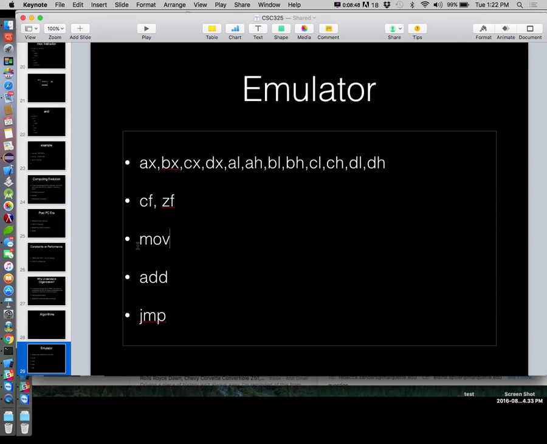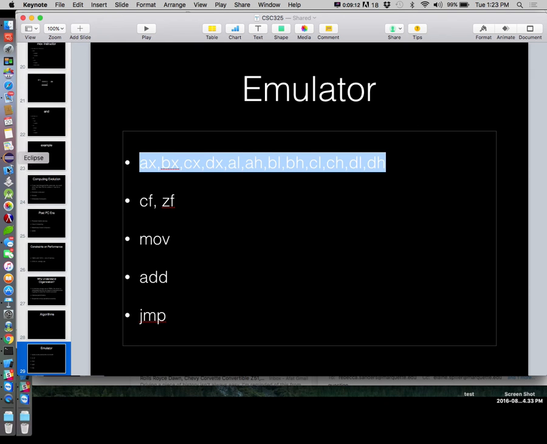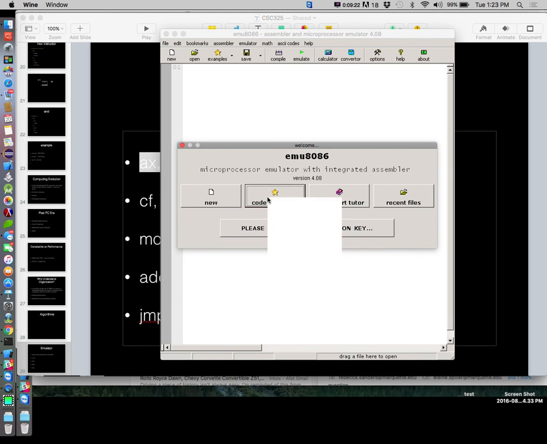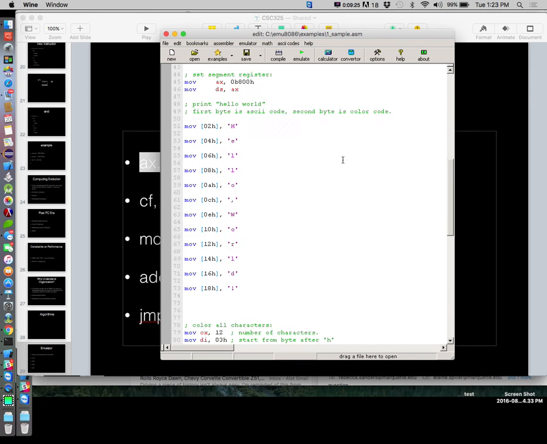But ultimately what we're looking at is as you do moves and adds and things like that, the values in these are going to alter. And that's what we're really interested in seeing with the 8086 emulator. We want to see that after this one instruction, when I move this value into AX, here's the new value of AX. So let's jump into that. Where's my icon for it? There it is. Hello world code example. Perfect.